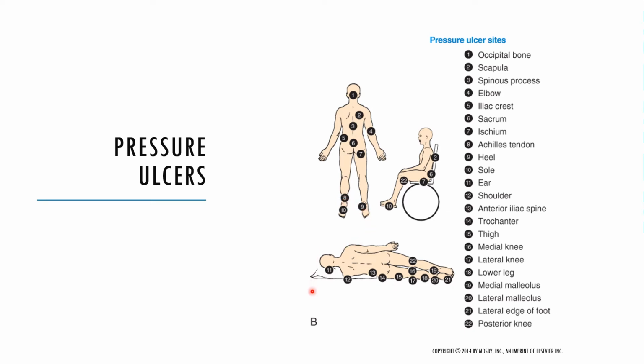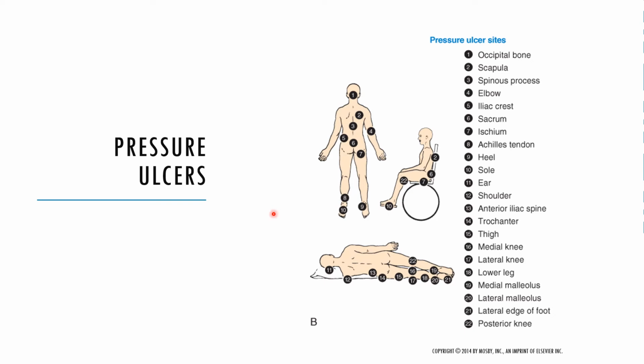While in the sideline position, there is an ear, acromion process in the shoulder, anterior iliac spine, trochanter, thigh, lateral and medial knee, lower leg, medial malleolus and lateral malleolus, and the lateral edge of the foot. While sitting, you are continuously touching your scapula to the wheelchair, and then there is the sacrum, ischium, posterior knee, and the sole of the foot. These are the common pressure ulcer sites.